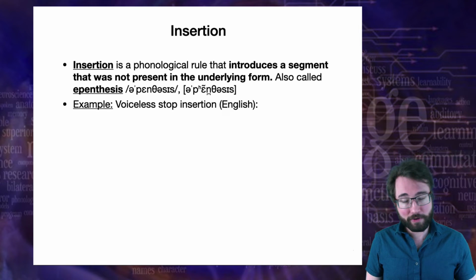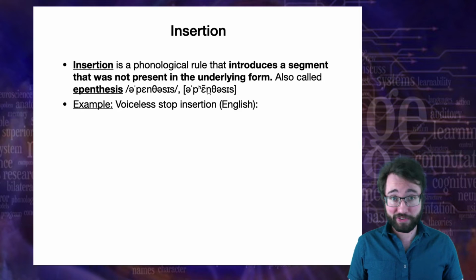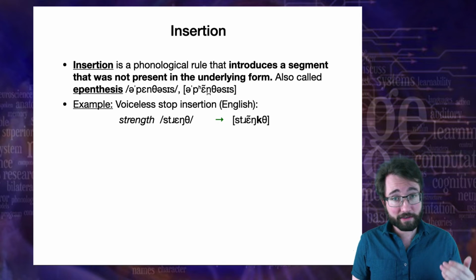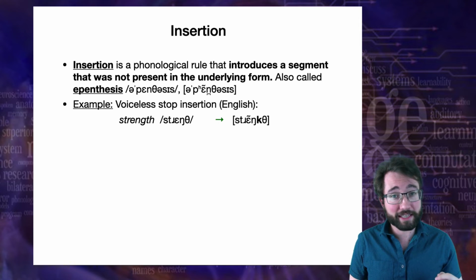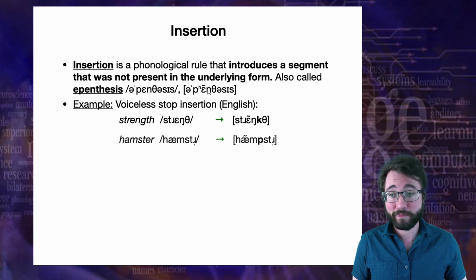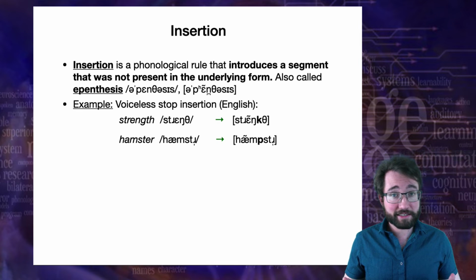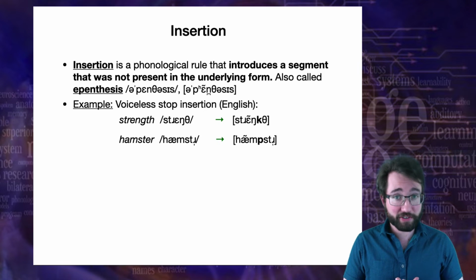So, as an example, in English we have something called voiceless stop insertion. Here's what that looks like. A word like strength, which underlyingly has the phonemes s, t, r, e, eng, and then th, comes out phonetically often as "strength" with a k sound inserted between the eng and the th. Another example would be hamster. Underlyingly, we have h, a, m, s, t, but then phonetically, especially in faster speech, we're going to get "hampster" with a p being inserted between the m and the s.